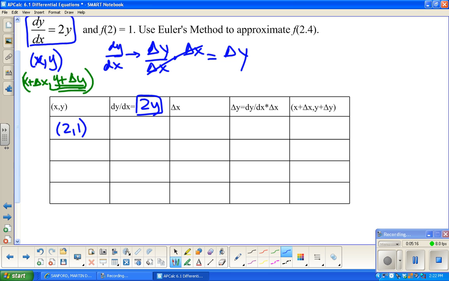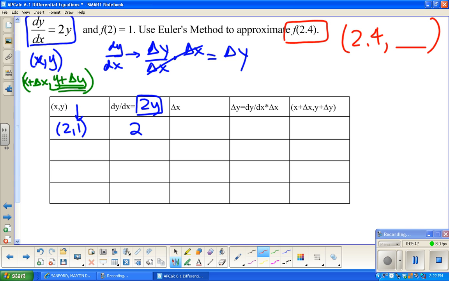This derivative was given to me, dy/dx equals 2y. So now I'm going to calculate a value for that, and it's going to be 2 times the y value, so 2 times 1 is 2. I'm just calculating the derivative based on my y value. Now, my goal is to get to 2.4 something.